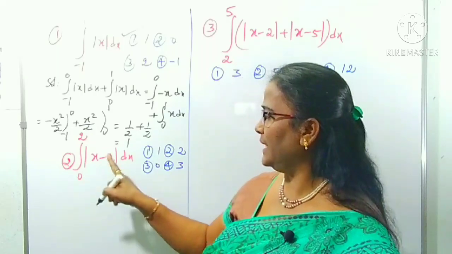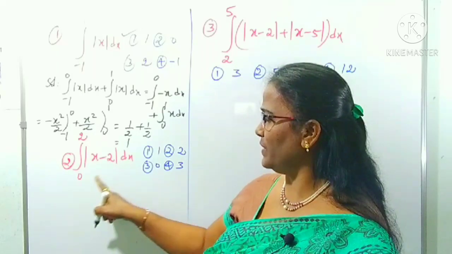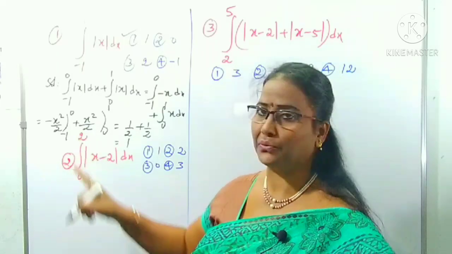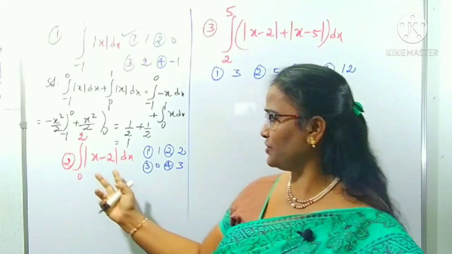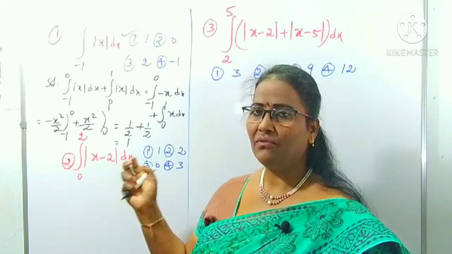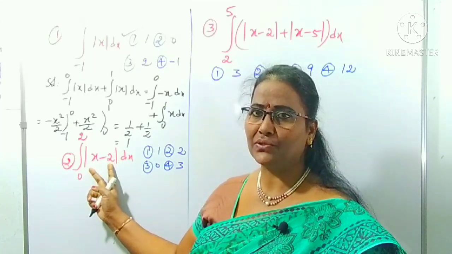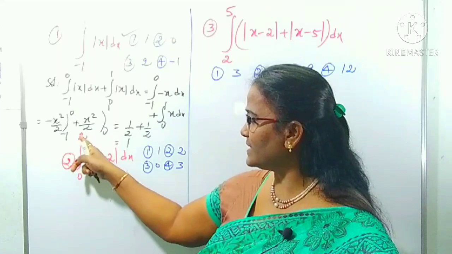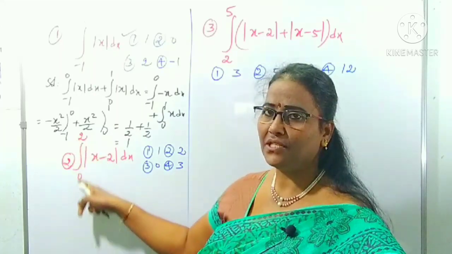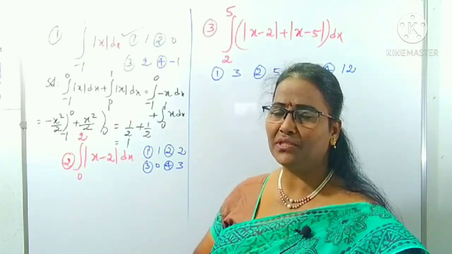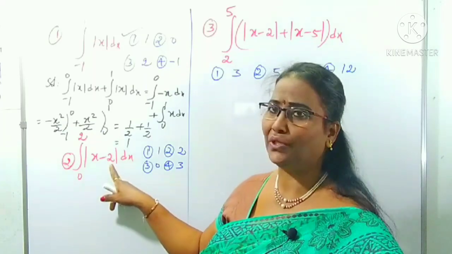What is there? Integral of mod x minus 2, with limits from 0 to 2. Tell me, what is the function here? Mod x minus 2. For what value of x is it 0? Yes, x equals 2. Already 2 is there in the limits, 0 to 2, so no need to split further because we need 2 only.